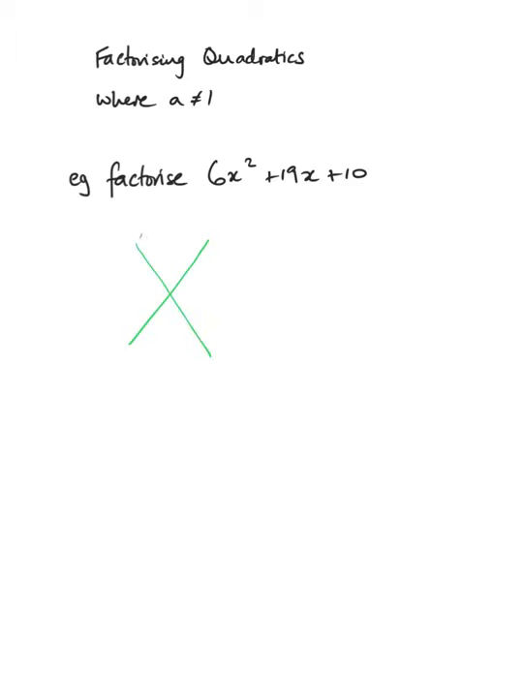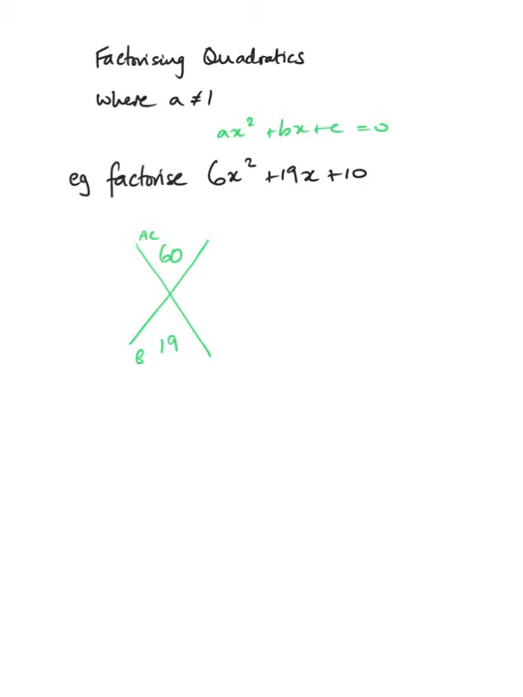And up at the top here, I'm going to multiply a by c. If you remember, we get ax squared plus bx plus c equals 0 for any quadratic. So I'm going to do 6 times 10 and write 60 up there. At the bottom, I'm just going to have b. So b in this case is 19.